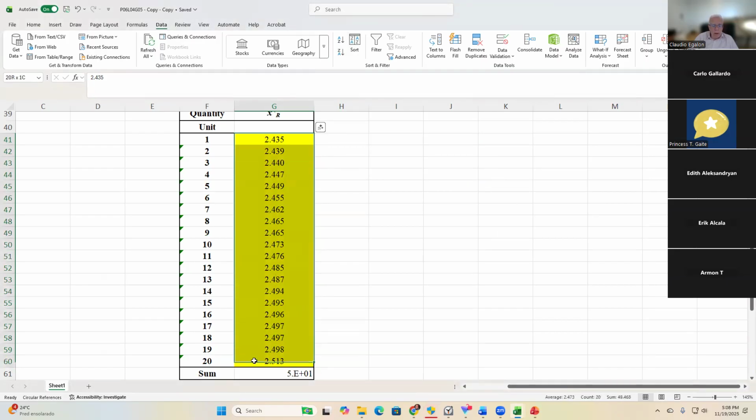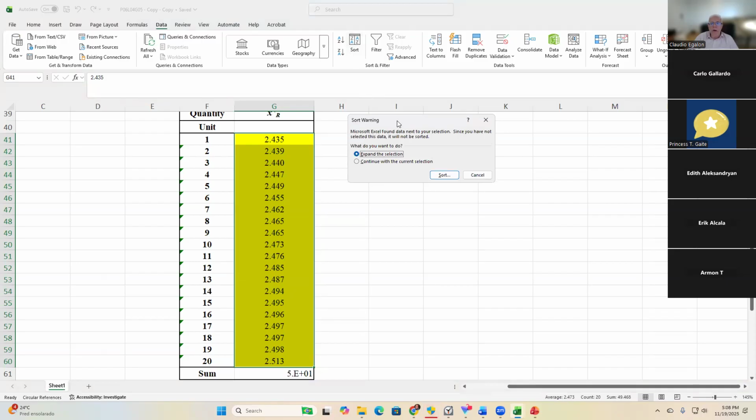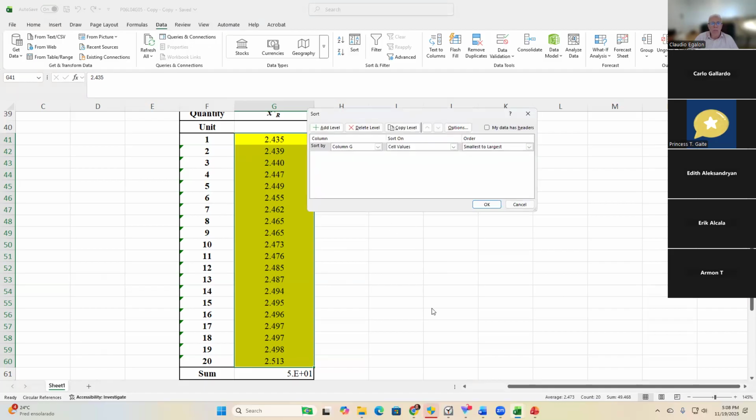Let's see. Here you go. First, highlight them, right? Go to data, click data, and then we have this option of sorting. It's a function in Excel. Click, and then Excel is going to complain because in general, it expects you to highlight 2 columns. But in our case, we don't want to sort in terms of 2 columns, right? We want to sort just 1 column. So you just click here, continue with the current selection, and then you sort.